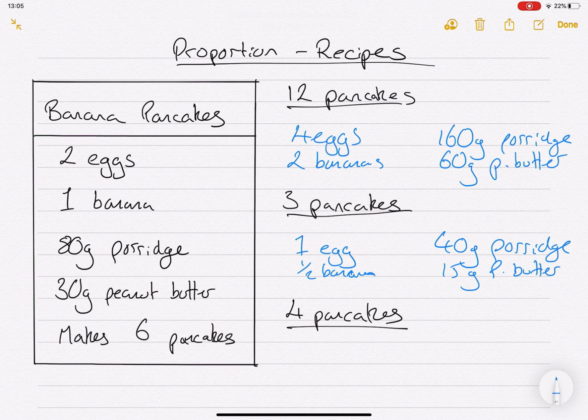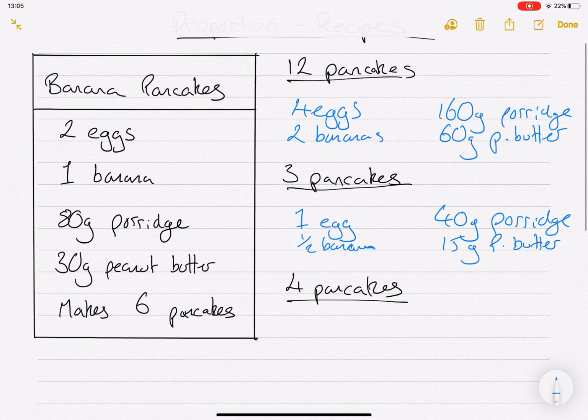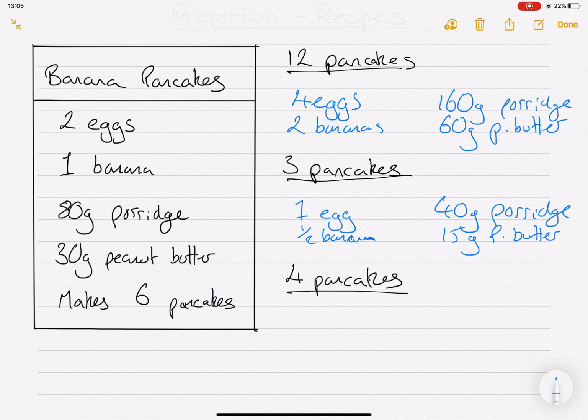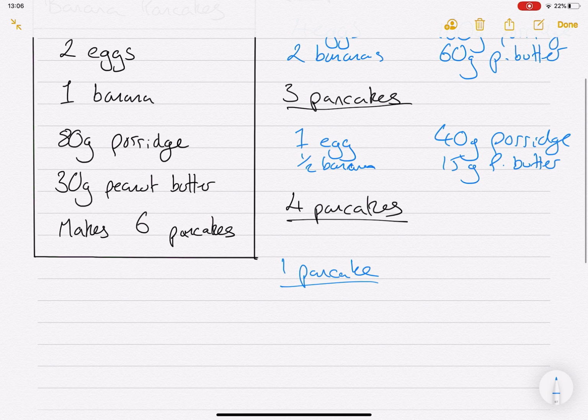So those two are pretty straightforward, but it gets a little bit more challenging now when we have to do numbers that aren't multiples or factors of the number we've been given in the question. So for example, we now need to make 4 pancakes. Well, how do we go about doing that? For me, I find the easiest way to do this is to find out how much we need for 1 pancake. So I'm going to make that as some working out just over here. For 1 pancake, we need to divide everything by 6.